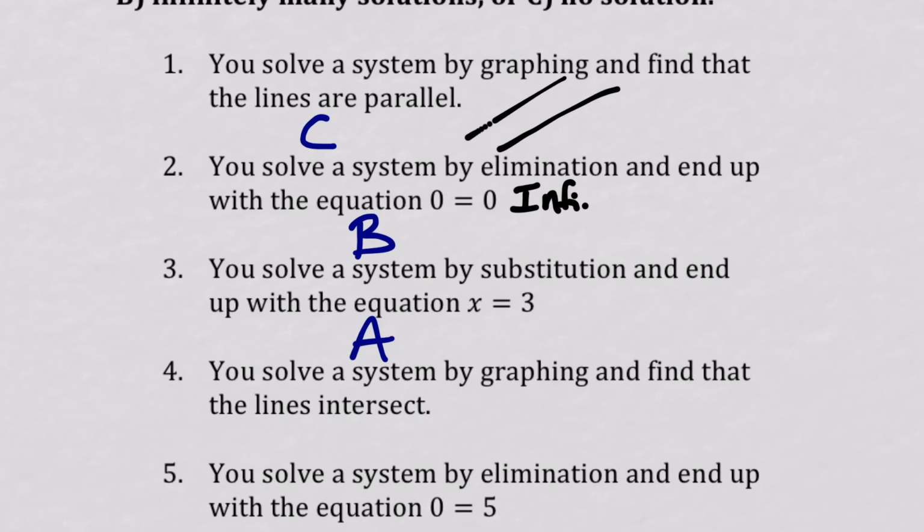Okay, let's move down to number 4. You solve a system by graphing and find that the lines intersect. Well, that's the first example that I said before, right? You have two lines. Here's one, here's the other, and they do intersect at a particular point right there, which means that they have one solution. My answer here is A, one solution.